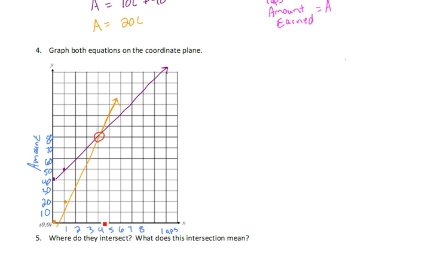That is the point for 80, which is interesting because look at what we had up here. What does that intersection mean? That means after 4 laps, they both have $80.